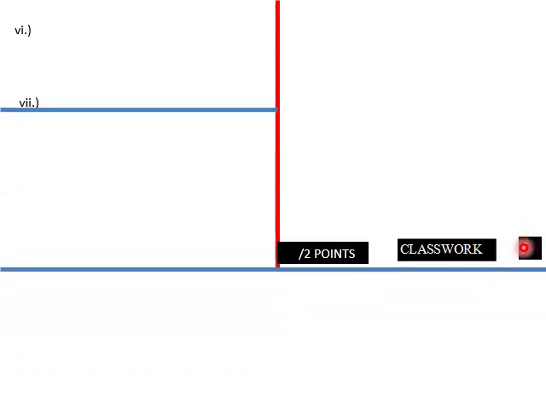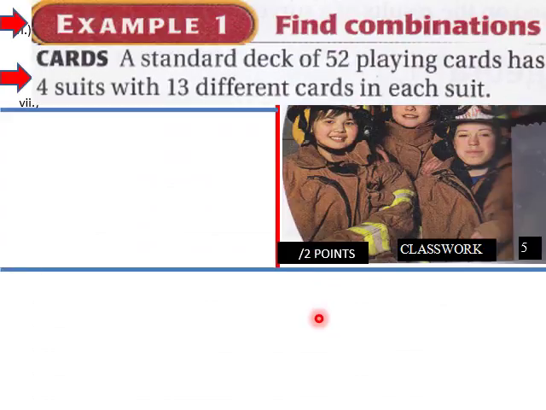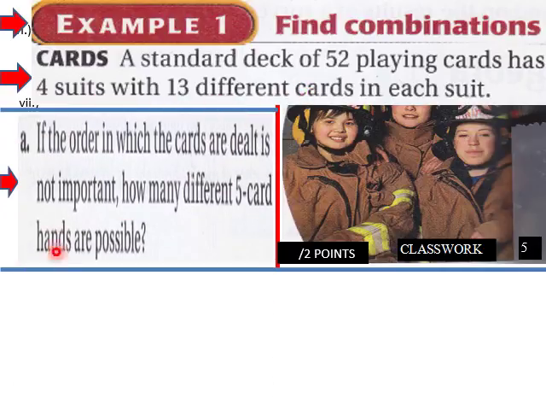Classwork, page 5. Find combinations. Cards, a standard deck, 52 playing cards. 4 suits, or 13 different cards for each suit. If the order in which cards are dealt is not important, how many different 5-card hands are possible?